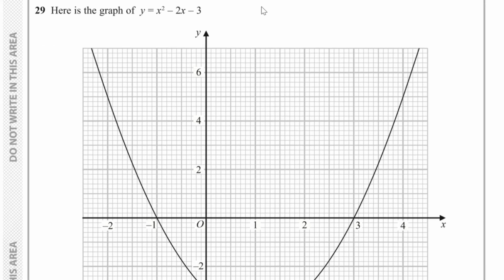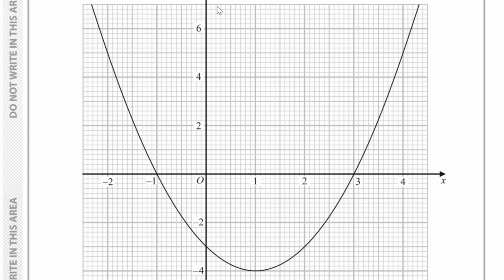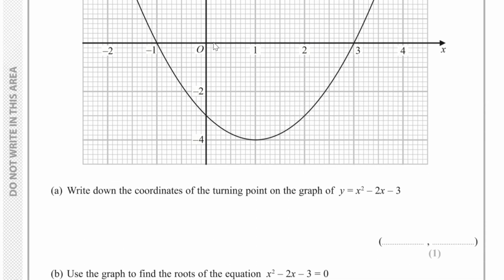Question number 29, we've got the graph of x squared minus 2x minus 3 shown here, and we have to write down the coordinates of the turning point of the graph y equals x squared minus 2x minus 3. Well, that turning point is over here, and this has coordinates 1, minus 4. So therefore we have 1, minus 4.